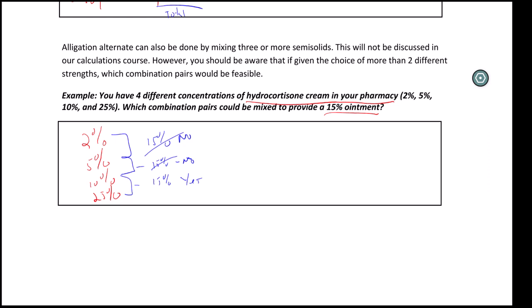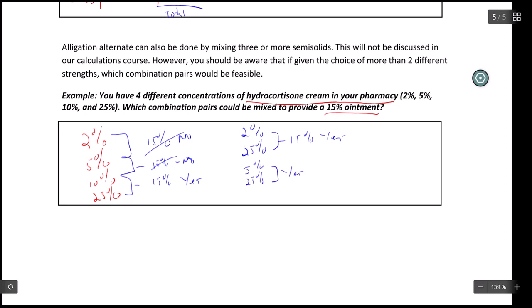And there are other combinations too. You can mix a 2% and a 25% to get the 15%? Yes, you can do that. And can you mix a 5% with a 25%? Yes, you can do this. Yes, you can get a 15% of it. So that's what I'm asking on this.